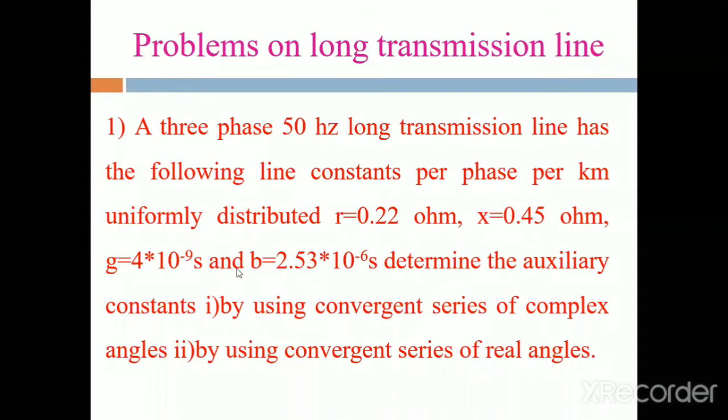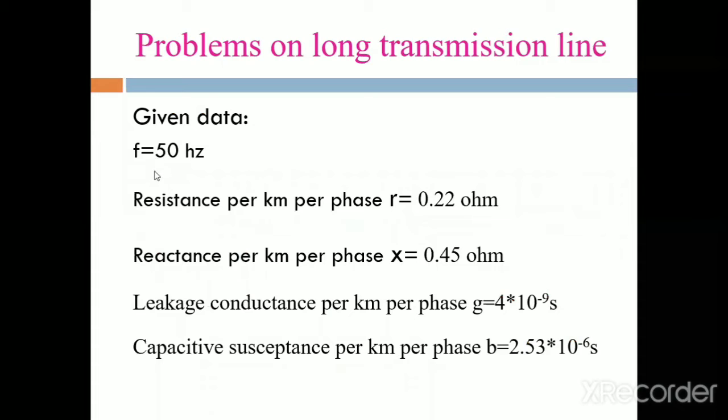Next, coming to the given data: F is equal to 50 hertz. The resistance per kilometer per phase, that is R, is equal to 0.22 ohm. And the reactance per kilometer per phase, X, is equal to 0.45 ohms.